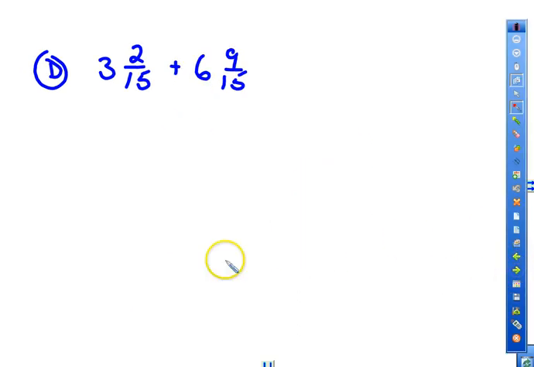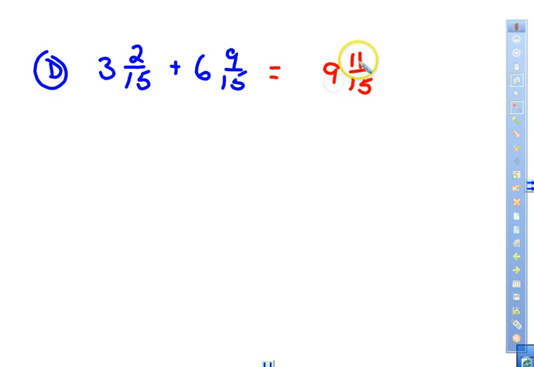Let's look at our next one. Go ahead and solve this. Now again, since we already have common denominators, we can just simply add our numerators together, which would be 11 over the 15, and then simply add my whole numbers, which 3 plus 6 is 9. And 11/15, make sure that's in simplest form, and it is, so therefore that's my answer.